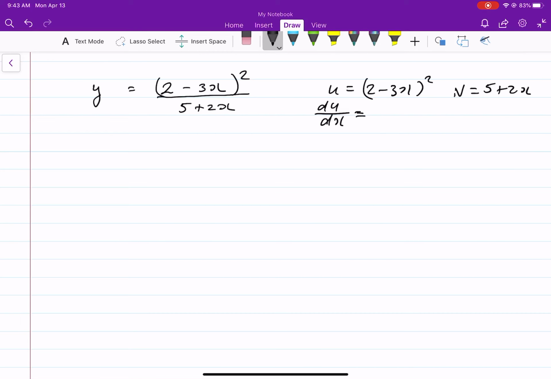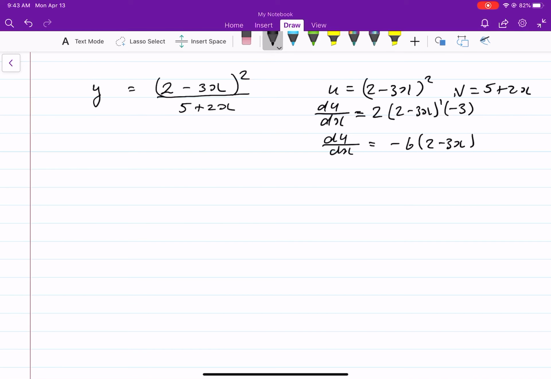That would be drop the power, 2 into 2 minus 3x. Subtract 1 from the power to the power 1 times the derivative of inside the brackets. And that would be minus 3. If you tidy that up, du dx is equal to minus 6 into 2 minus 3x. I'll leave it like that for now.